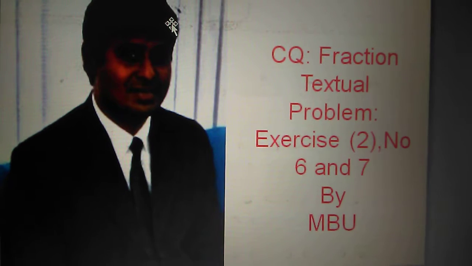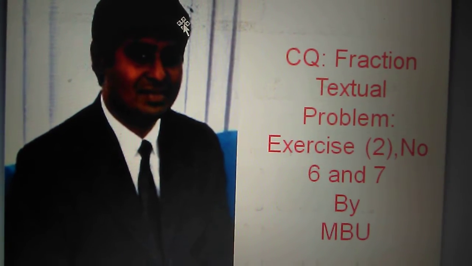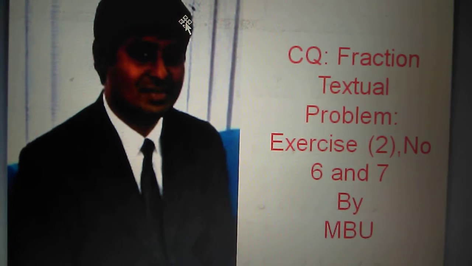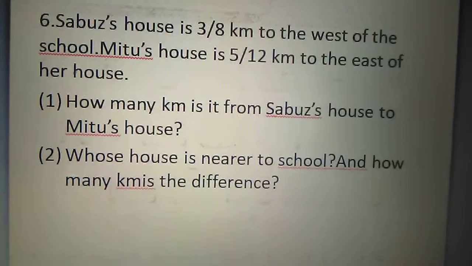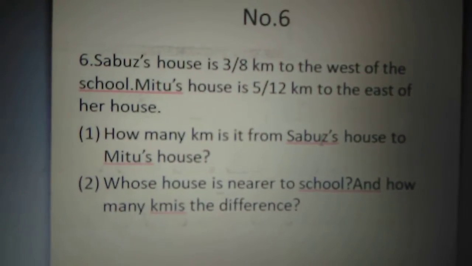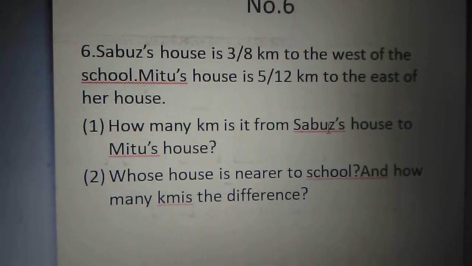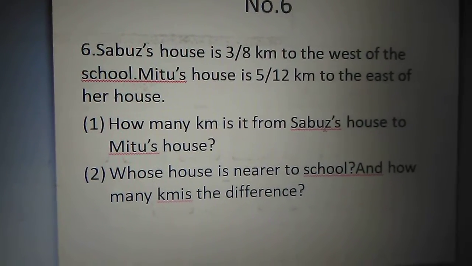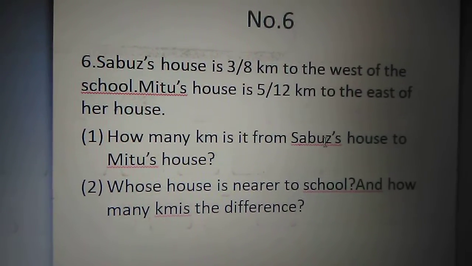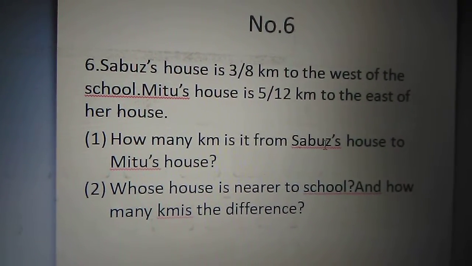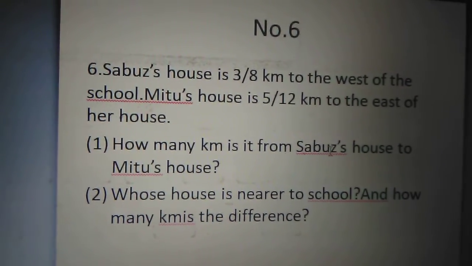Today we'll discuss the textual problem, exercise 2, questions 6 and 7. Question number 6. Shobu's house is 3/8 km to the west of the school. Mitu's house is 5/12 km to the east of her house.